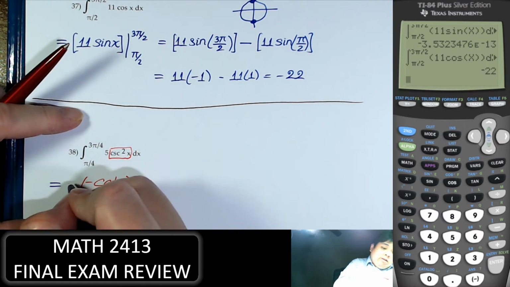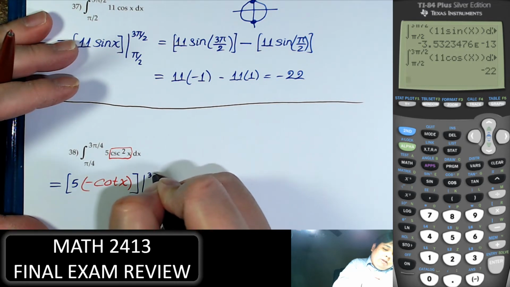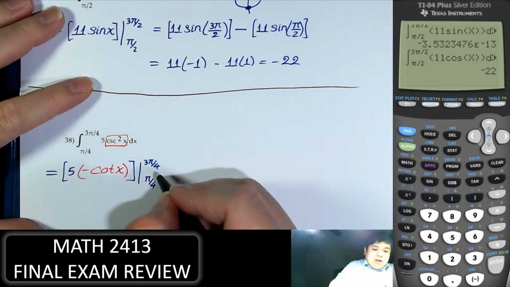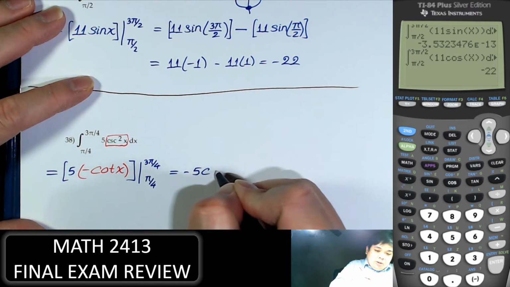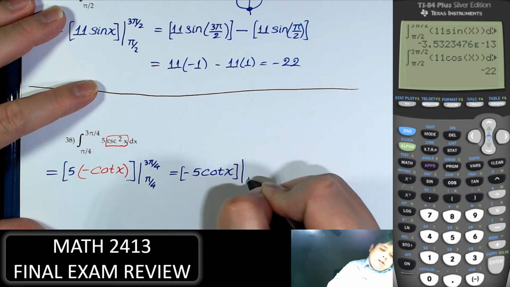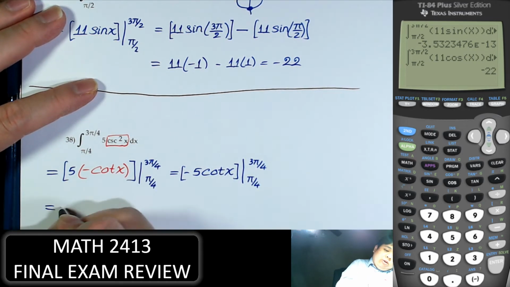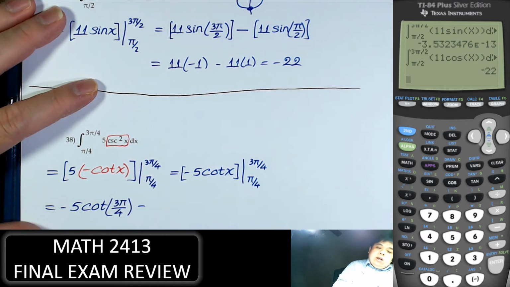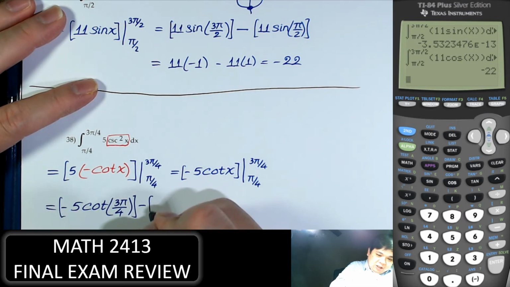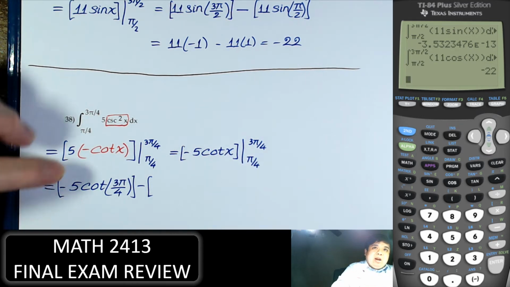And there's a 5 in front of it. Go from pi over 4 to 3 pi over 4. So negative 5 cotangent of x, from pi over 4 to 3 pi over 4. Substitute 3 pi over 4, and then subtract. Just be careful with the negative, so that's why I put the bracket here. Put in 3 pi over 4 and then pi over 4.